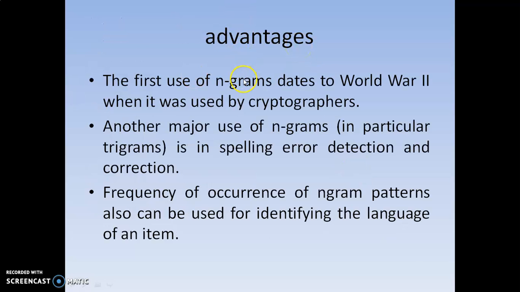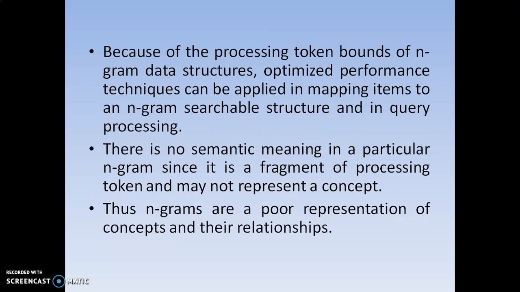Advantages: the first use of Ngrams dates to the World War, especially in cryptography. Another major use is spelling error correction and error detection. The third one is that the frequent occurrence of Ngram patterns can be used to identify the language of an item. Most widely it was used in cryptography ciphers in World War II, and spelling error correction and detection also. It optimizes performance and provides very efficient search.